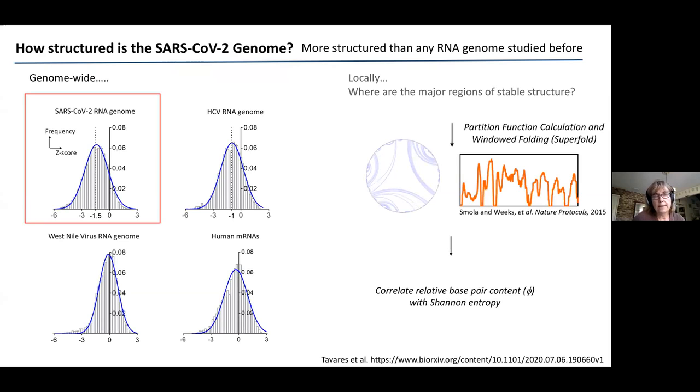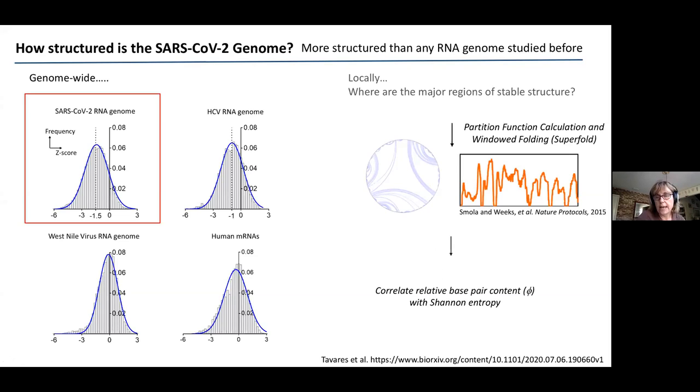And we are doing this because regions of intense RNA structure or high structured content are often regulatory in RNA viruses. And these are places that you might target with drugs or understand better the mechanism of the virus. So we used a partition function calculation in SuperFold, which is described in this paper, in order to do a very rough computational analysis of base pair content at discrete regions along the genome.